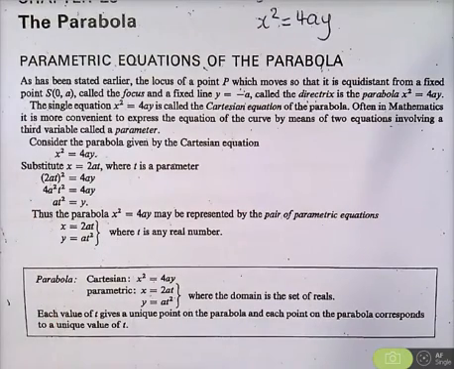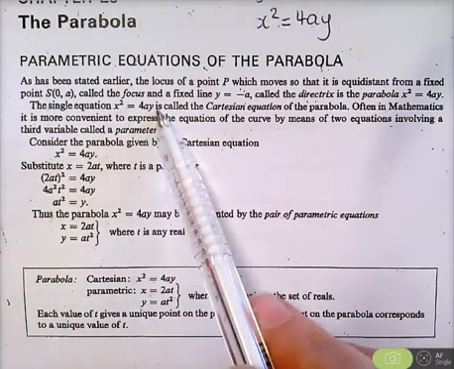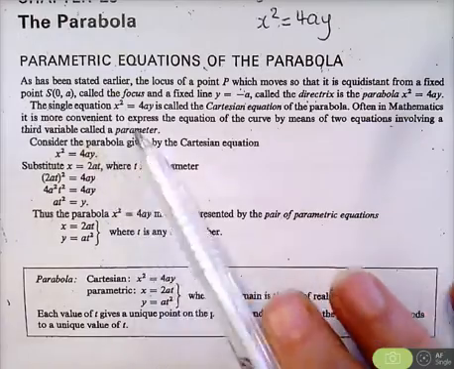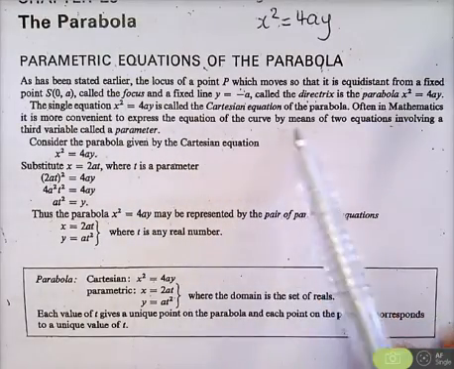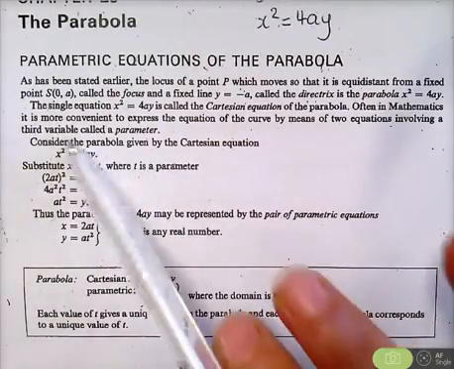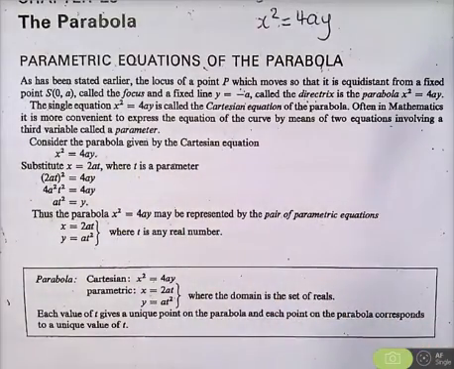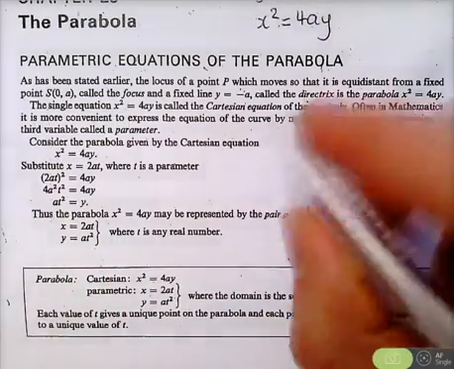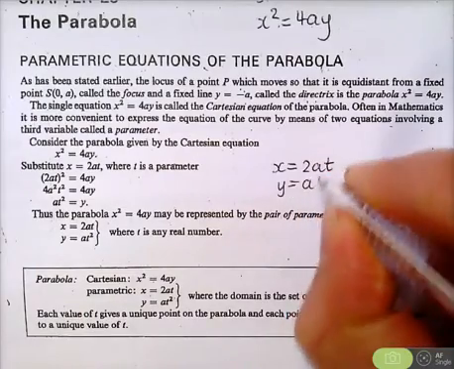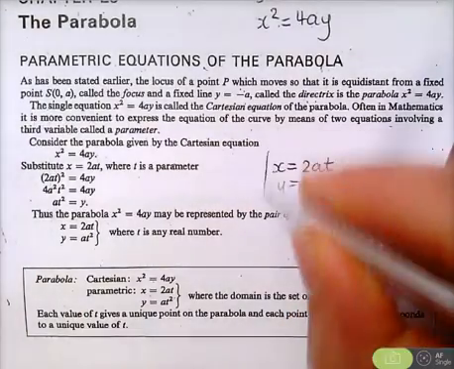What we're going to do is introduce another variable, a third variable called a parameter. You know how x and y are called variables. We're now going to introduce a third variable called t. Sometimes it's more convenient to express the equation of the curve by means of two equations involving a third variable called the parameter. You just have to know this off by heart. The parameters will be x equals 2at and y equals at squared.